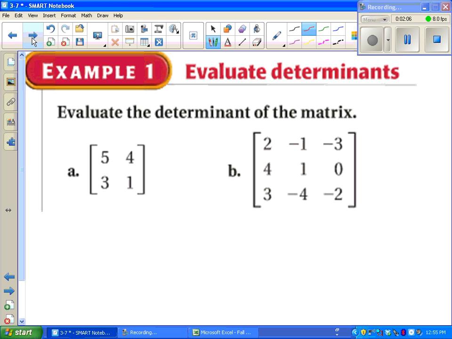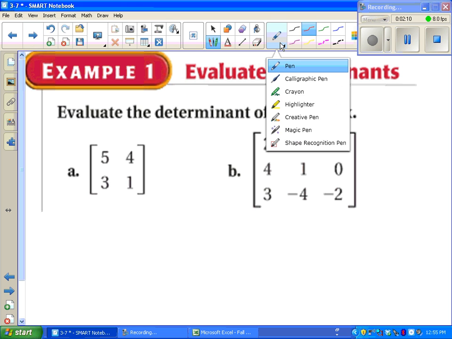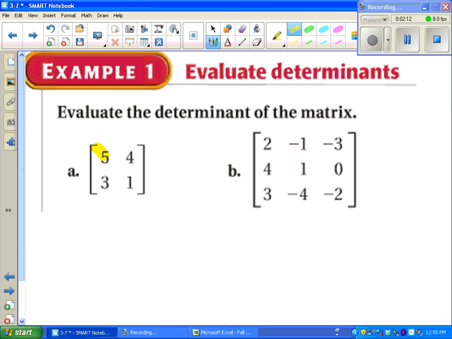Part A, really straightforward. Some highlighters to color code. We multiply diagonally 5 times 1. Then we multiply diagonally the other way 4 times 3. We end up with 5 and 12. We subtract those numbers, -7. And the way we would label this is we would say determinant, just DET, of A equals -7.